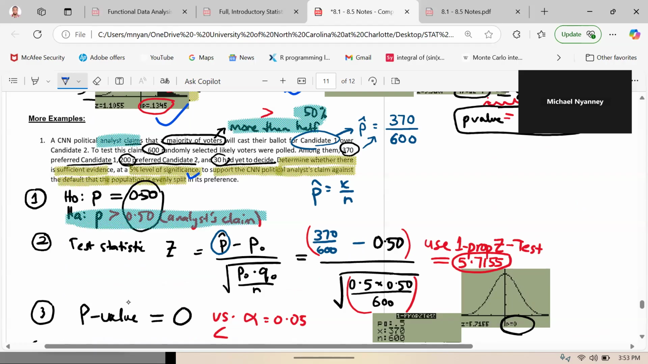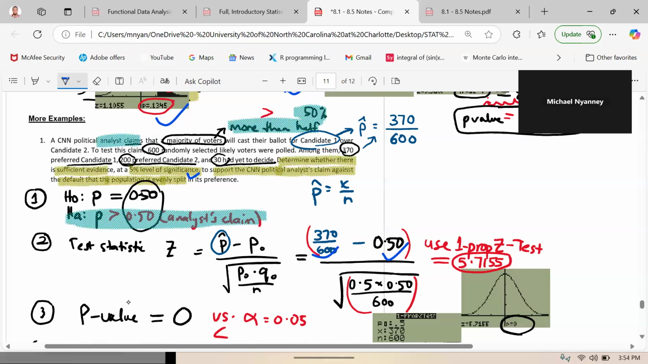So either p is equal to 0.50, or the analysis claim p is greater than 0.50. So we hypothesize this, then we get our data. So for our p-hat from the data, we have S to be what? 370, and out of this sample, our n is what? 600. So we do this divided by that, and then you're good to go.